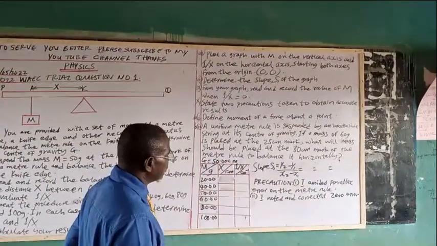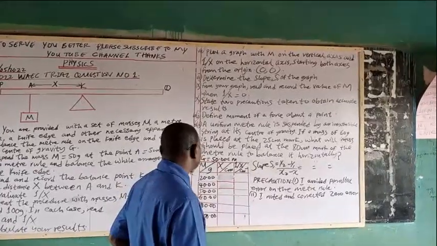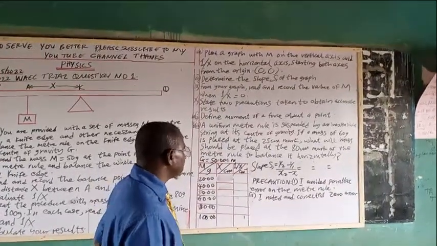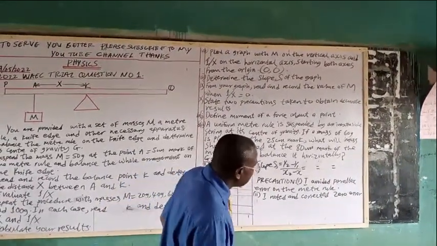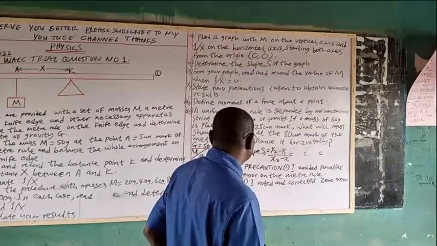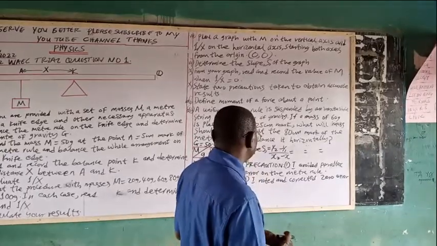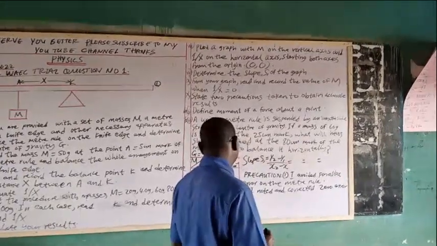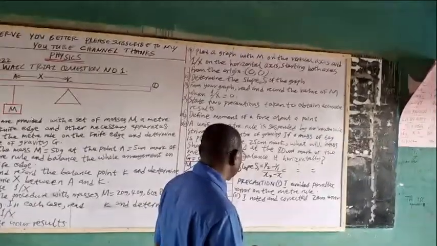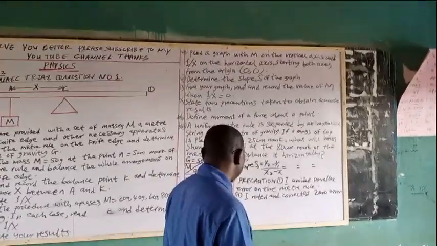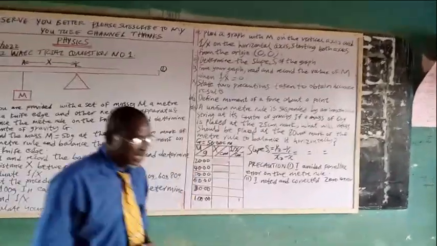B1. Define the moment of a force about a point. B2. A uniform meter rule is suspended by an inextensible string at the center of gravity. If a mass of 60 grams is placed at the 25 centimeter mark, what will be the mass that should be placed at the 8 centimeter mark of the meter rule to balance it horizontally?